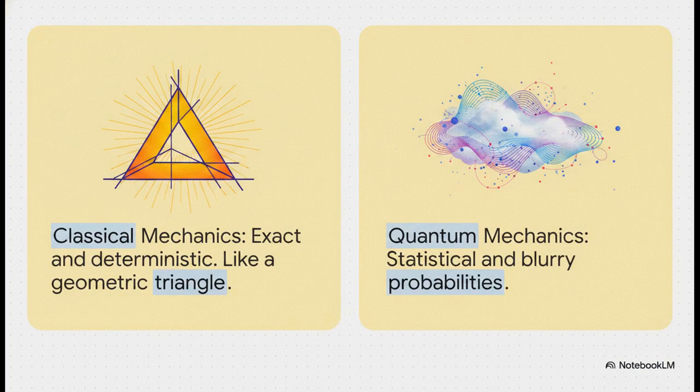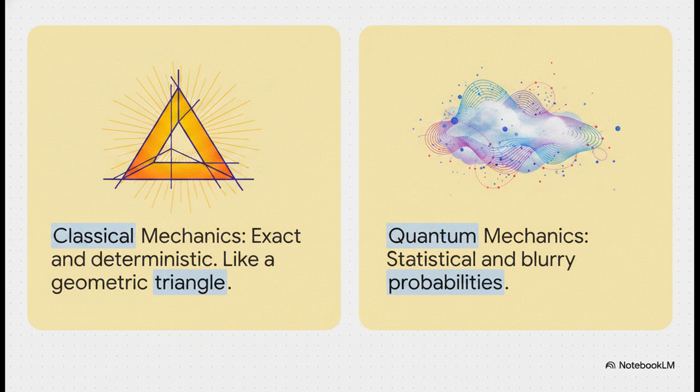Well, the root of Schrödinger's frustration comes down to a really stark contrast. On one side, you have classical mechanics. This is the physics of Isaac Newton. It's exact, it's deterministic. Schrödinger compared it to calculating a geometric triangle. If you know one side and two adjoining angles, you can figure out the rest of the triangle with absolute razor-sharp certainty. But on the other side, we have quantum mechanics.